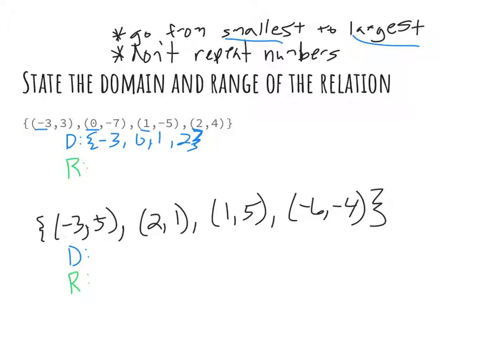Same thing with the range. I want to list all of the y values. So I've got 3, -7, -5, and 4. And I'm going to put them in order from smallest to largest. So -7 will go first, then -5, then 3, and then 4.